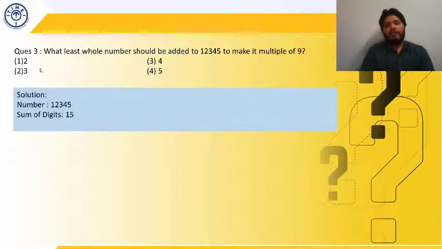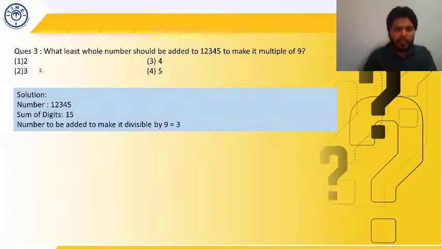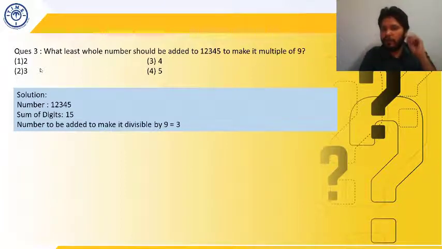12345: the sum of all the digits is 15, and for it to be divisible by 9, the sum of the digits should be divisible by 9. So what is the next multiple of 9 after 15? It is 18. And what should be added to 15 to make it 18? 3 should be added. So if we add 3 to 12345, it will become divisible by 9.